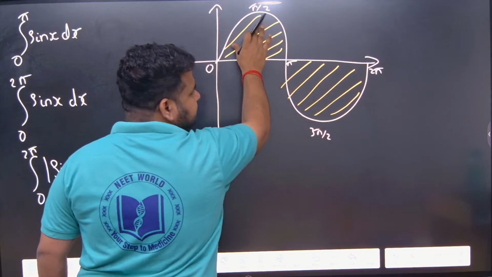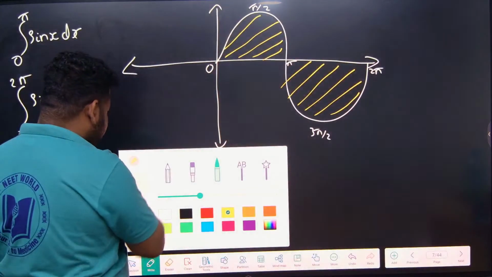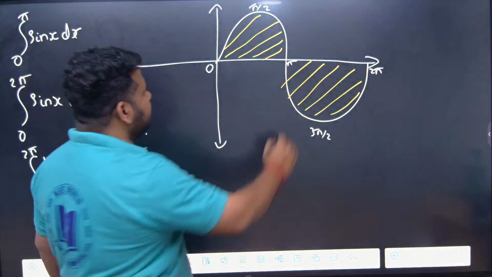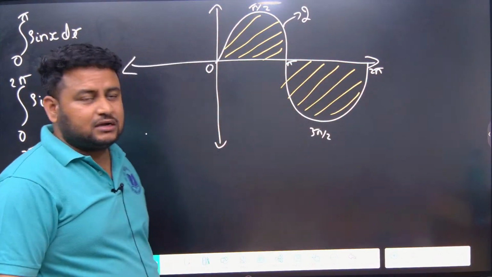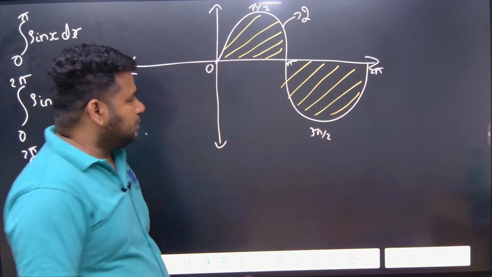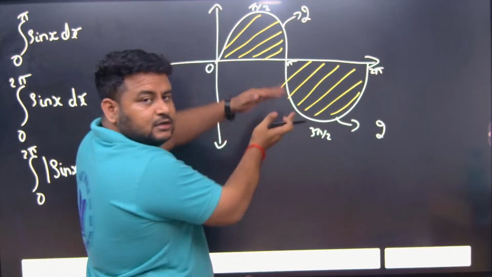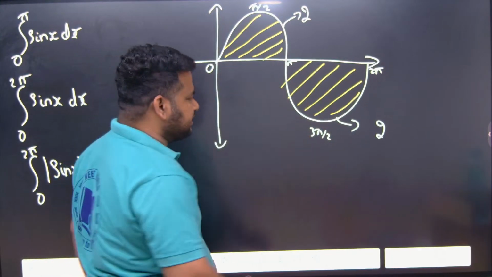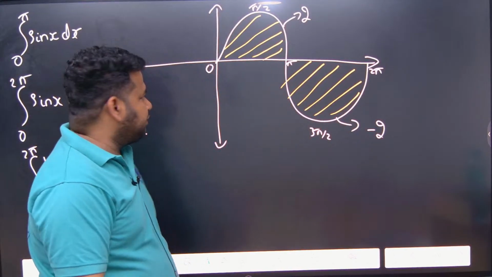What is the area of this hill, if you ask me? I will tell you directly. You have to remember this value. How this value comes, I will tell you right now. This entire value is equal to 2, plus 2. And this entire value, the absolute value is 2, but since it is below the x axis, we should take the value as minus 2. Now you would have got the answer.